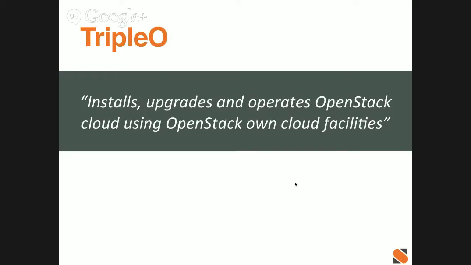Lastly, TripleO. TripleO is very unlike the other tools. TripleO installs, upgrades, and operates an OpenStack cloud using OpenStack itself. It's mind-bending. It takes OpenStack to deploy OpenStack. In essence, TripleO is a dedicated OpenStack installation called the Undercloud that is used to deploy other OpenStack clouds, overclouds, to bare metal. So the desired overcloud is configured as a Heat template.